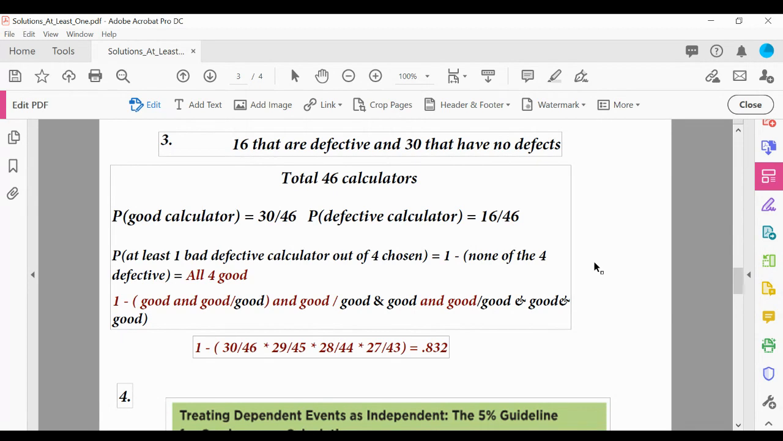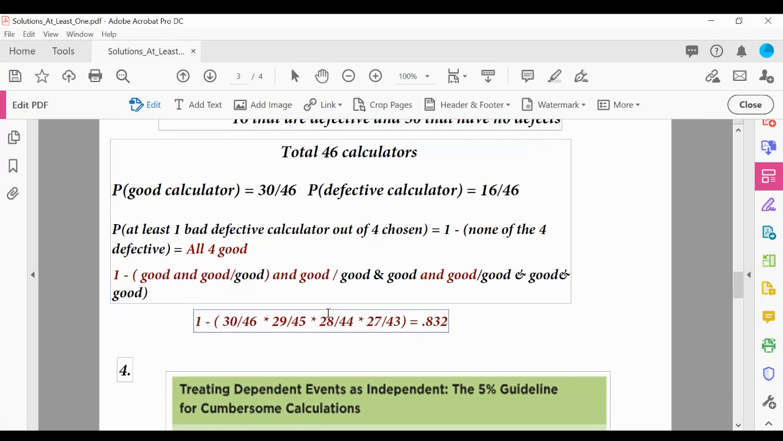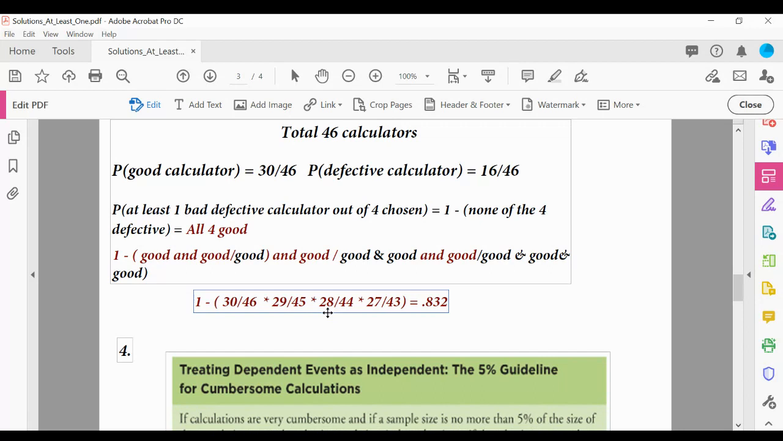These are dependent events. Probability of at least one bad defective calculator out of 4 is 1 minus none of the 4 were defective, meaning that all 4 were good. So it's 1 minus the first one is good and the second one is good provided the first one was good, and the third one is good provided that the first and second were good. And the fourth one is good provided that the first and the second and the third were good. Dependent events. So you have to do some subtracting.